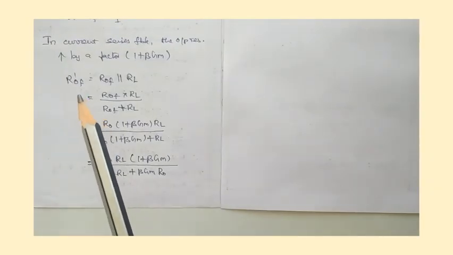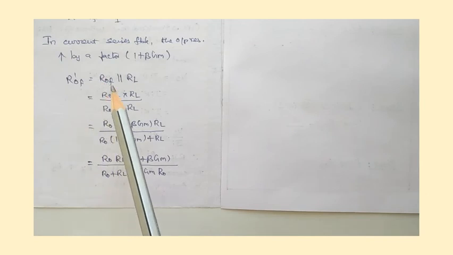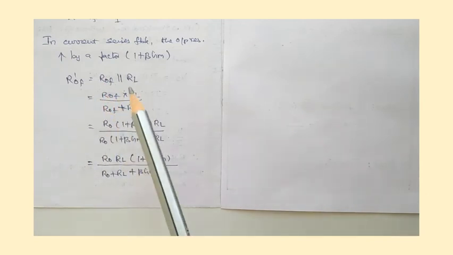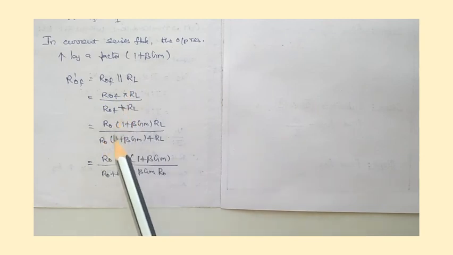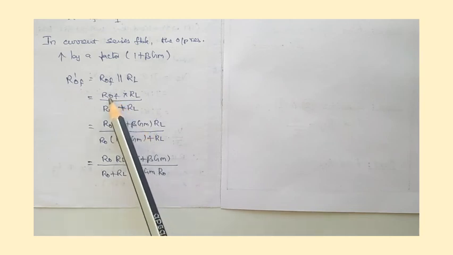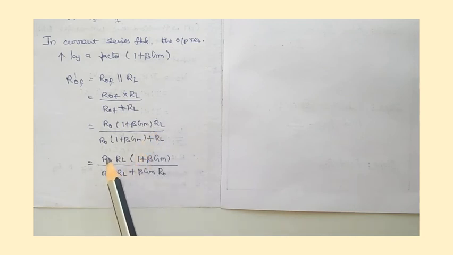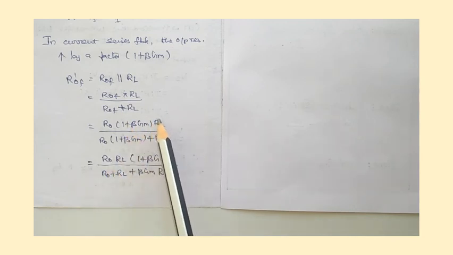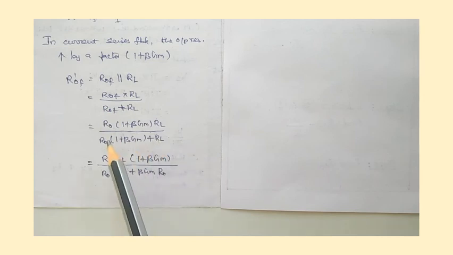Finally, we have to find ROF dash. So ROF dash is nothing but the parallel combination of ROF with RL. This can be expanded here. ROF is already found as R0 into 1 plus beta GM, so that is substituted here as well as in the denominator. After that, we separate the R0 and RL, bringing them to the front. Similarly, in the denominator also, we multiply inside and bring R0 plus RL to the front.